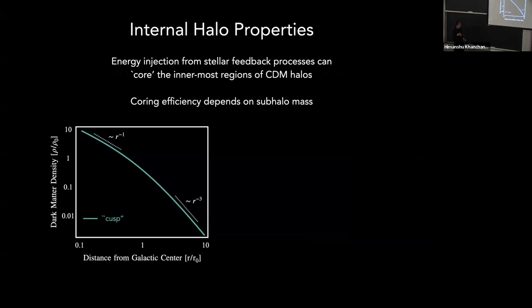It does also have an effect on the dark matter in these systems. In particular, this feedback will typically, what we call, core the center of the halo, because it will tend to excite the dark matter onto larger radial orbits. So it'll tend to push the dark matter out from the center part of the halo.